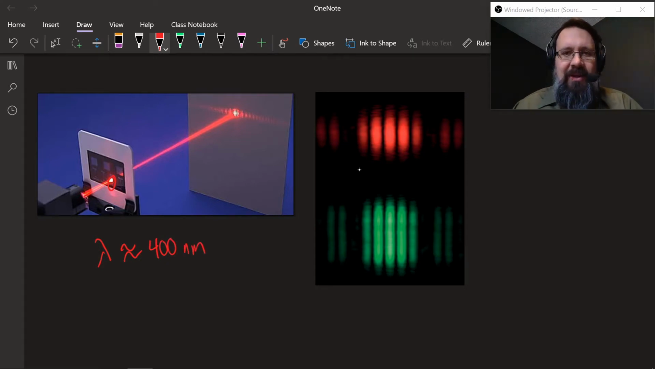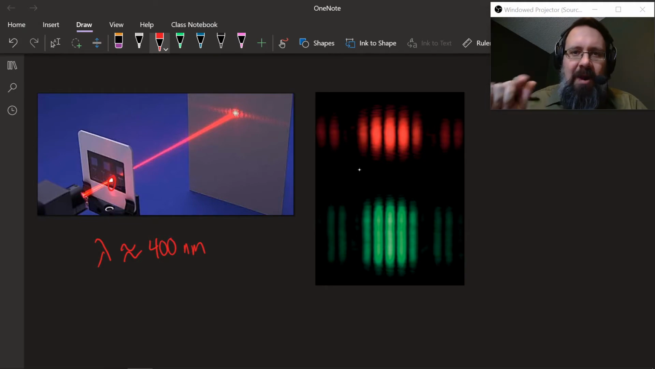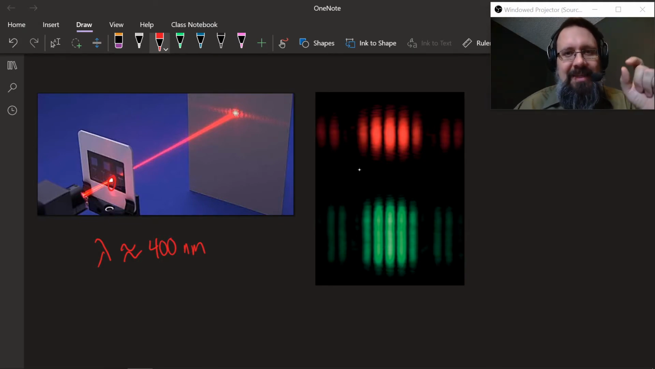400 being probably like green, I think. But anyway, you're really, really small, just hundreds of nanometers. It's incredibly tiny. And so you'll remember that diffraction only occurs when the size of the slit or the aperture is roughly equal to the wavelength of the light. So this is a very, very tiny slit.